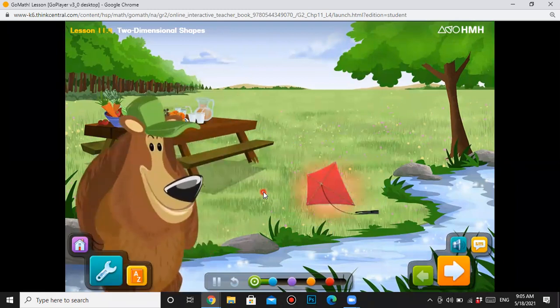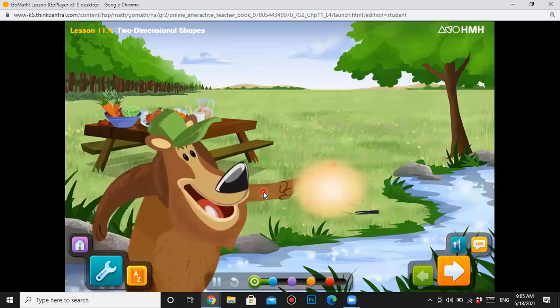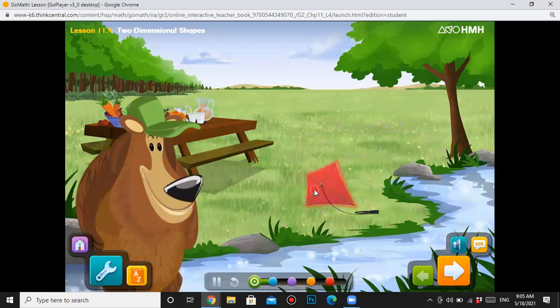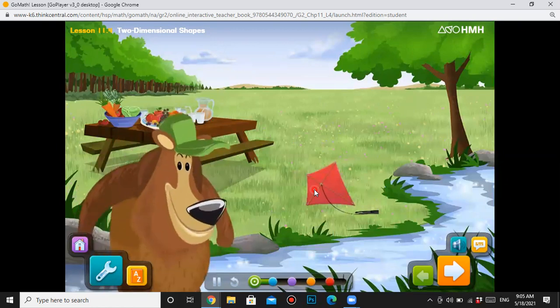Hi there. Looks like someone lost a kite. Click the kite to find out how many sides and vertices it has. Yeah, sides and vertices. Okay, this kite has 4 sides. And it has 4 vertices. This kite has 4 sides and 4 vertices, but it's not a square or a rectangle. I wonder if there's another name for a 4-sided two-dimensional shape. Oh, come on, let's find out.